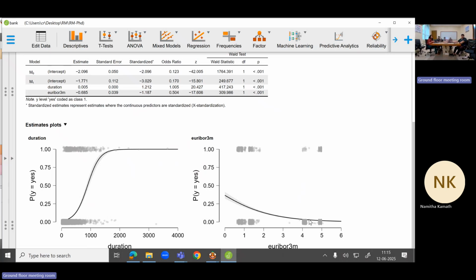Important. So I removed marital status, euribor and age. It is giving me better results.